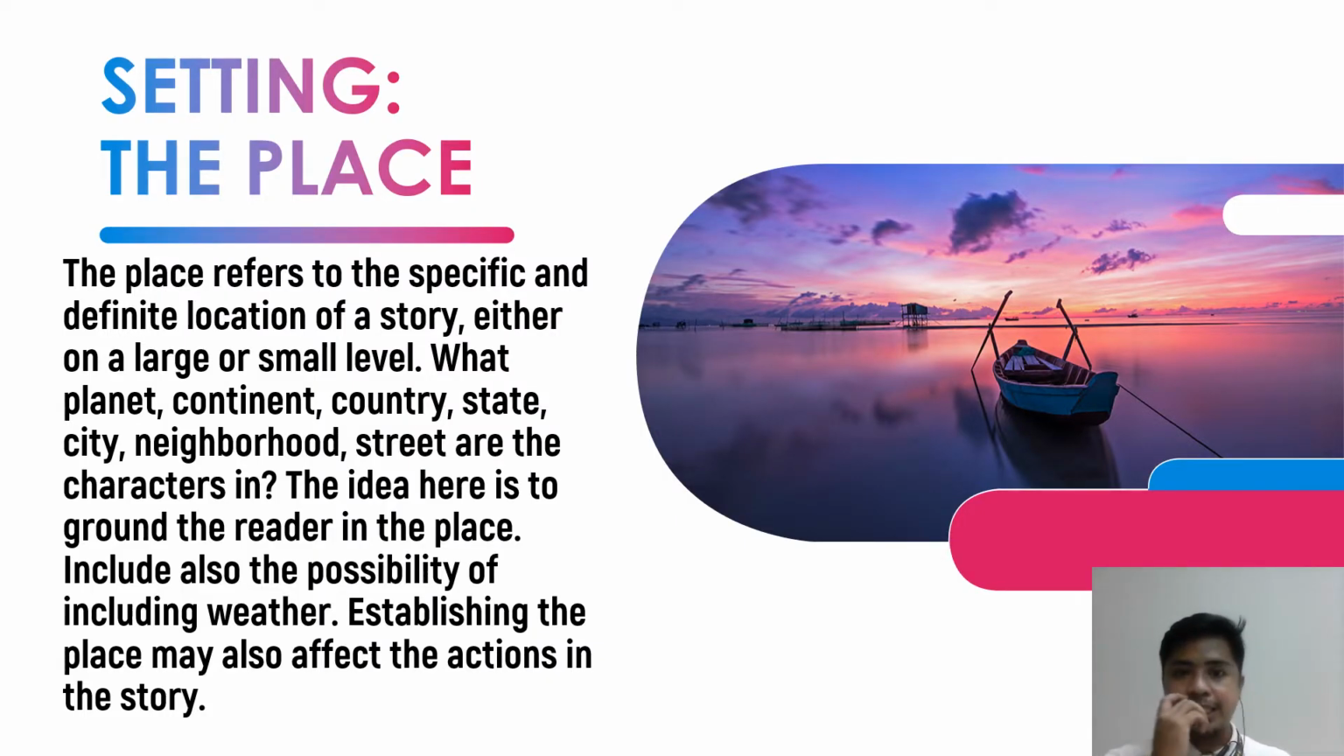Now let's start with the place. The place of the story refers to the specific and definite location of a story, either on a large or on a smaller level. What planet, what continent, what country, what state, what city, what neighborhood, what street are the characters in? The idea here is to ground the readers in place. You also have to include the possibility of weather, because the weather may also affect the way readers feel about the characters. In establishing the place, we may somehow affect the actions in the story.